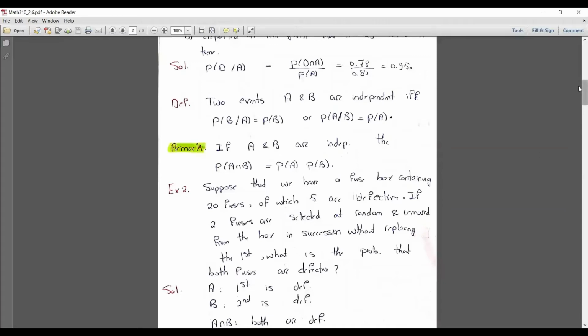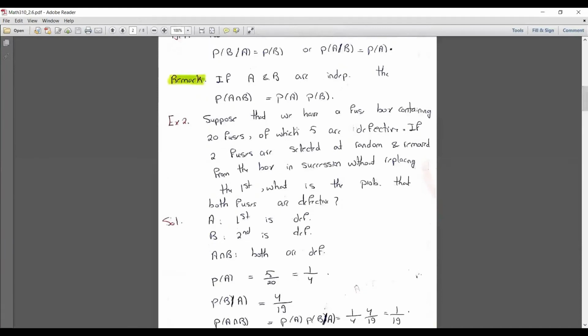Okay, guys, let's solve now exercise number 2. We are saying that, suppose that we have a fuse box containing 20 fuses. So, guys, always we have to highlight the given: 20 fuses, 5 are defective. Let's give a letter D, defective.